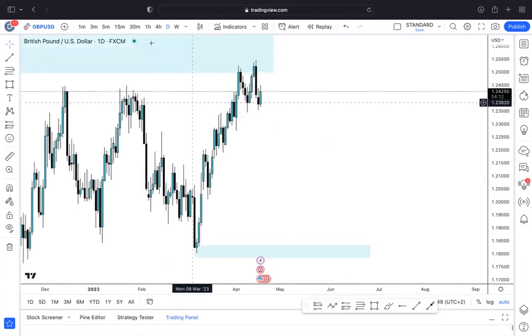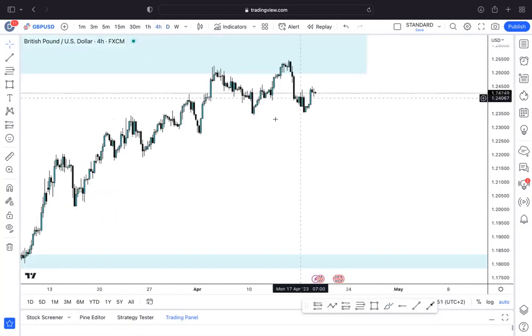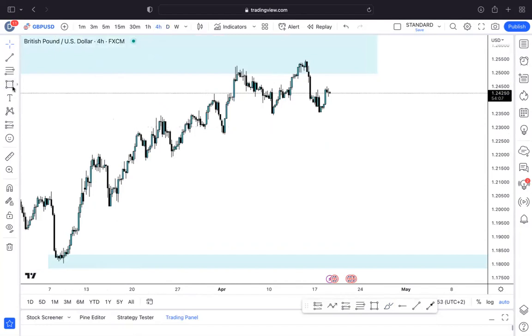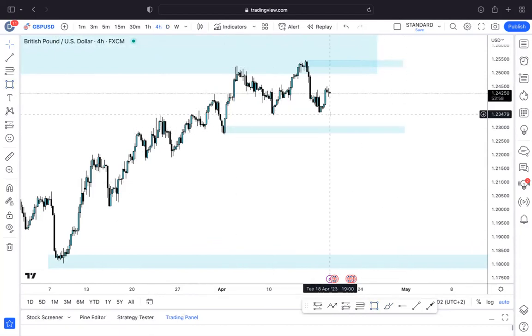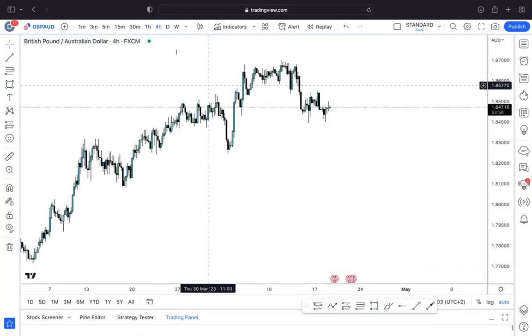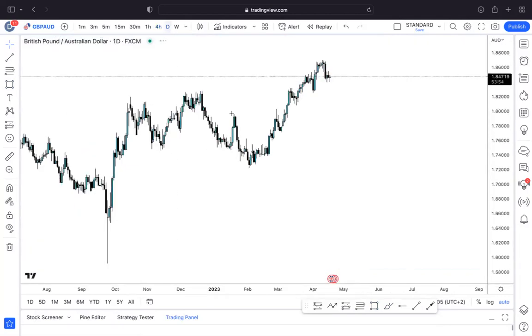Great British pound, US dollar. So interested in this zone, the 4 hour, and this one. Then Great British pound, Australian dollar.